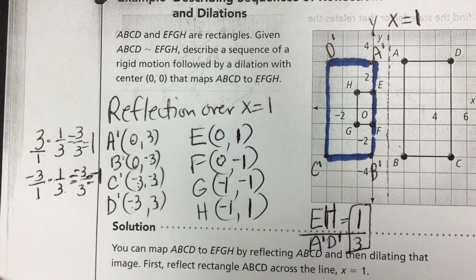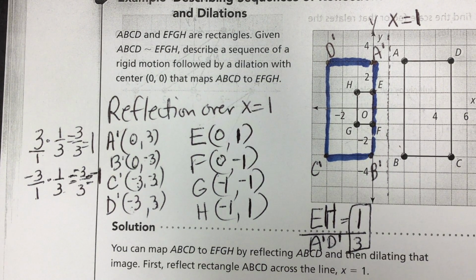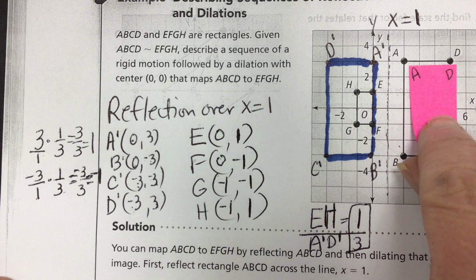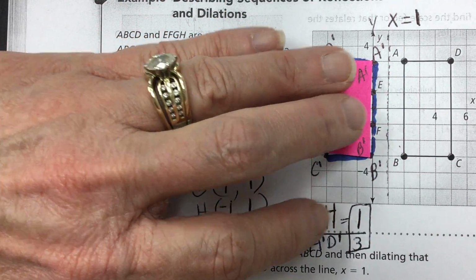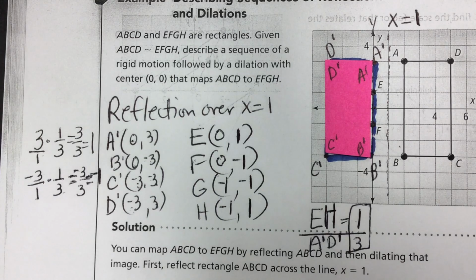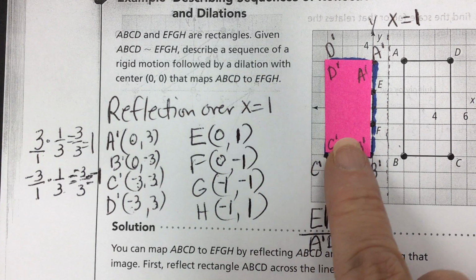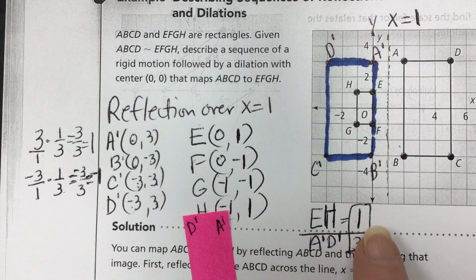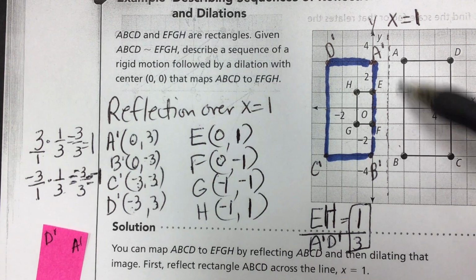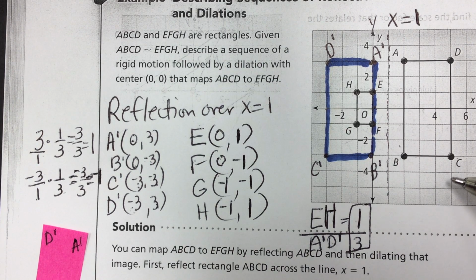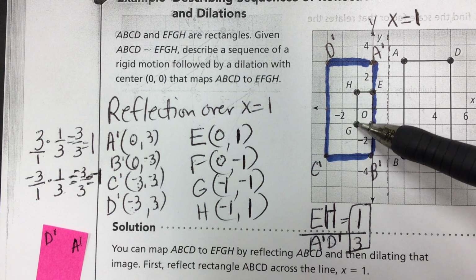So this is a sequence of a reflection and a dilation. We took the original rectangle and reflected it over the line of reflection, x equals 1. A vertical line you name with just x equals 1. Then we had a reduction of 1/3, and we determined the scale factor here. And therefore, this mapping maps rectangle A, B, C, D to E, F, G, H.